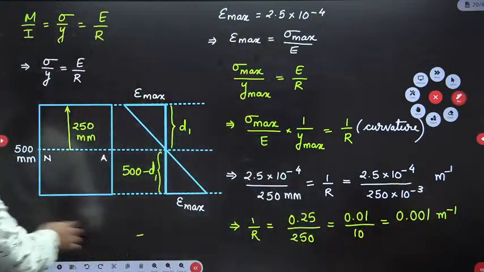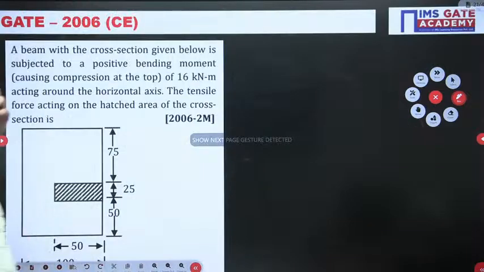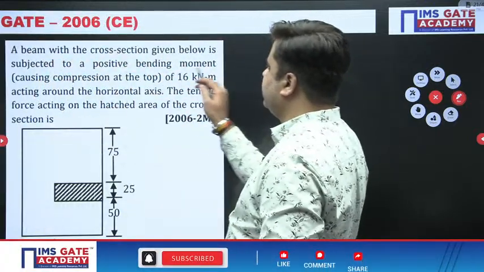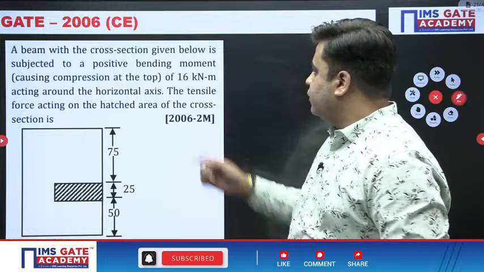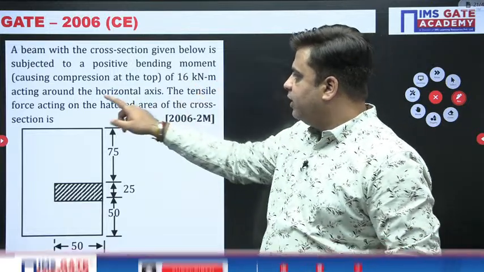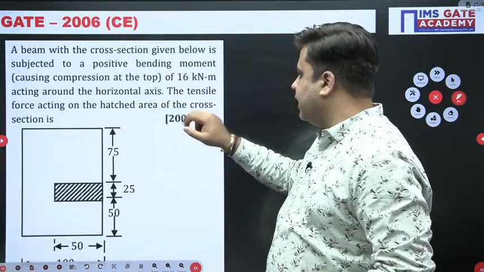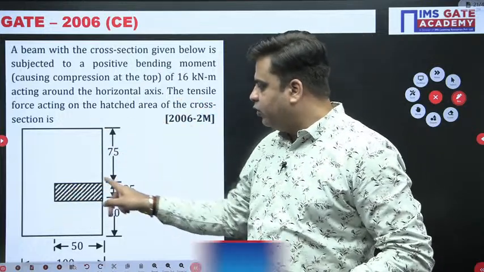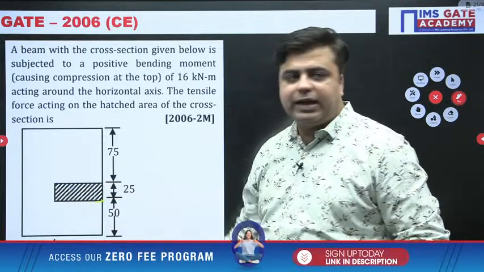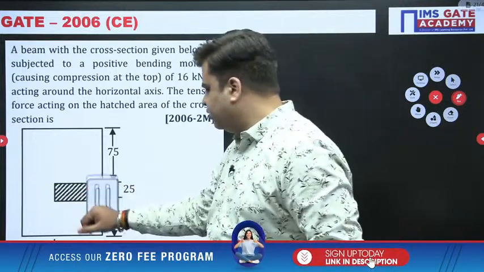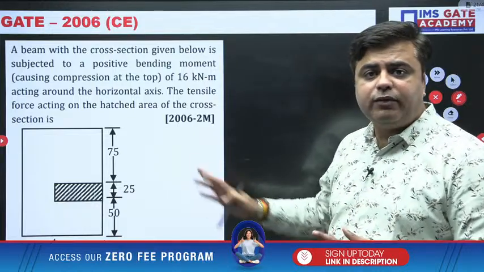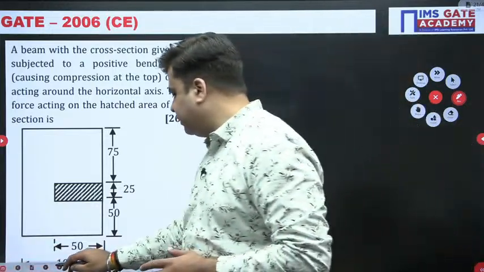Okay, let's move ahead with this. Next is, you have a beam with a cross section given below subjected to a positive bending moment of 16 kilonewton meter acting around the horizontal axis. The tensile force acting on the hashed area is. You need to find out the tensile force acting over this hashed area. Now this type of question is one of the favorite varieties of question that can be framed from the bending stresses. Let's deal with this.